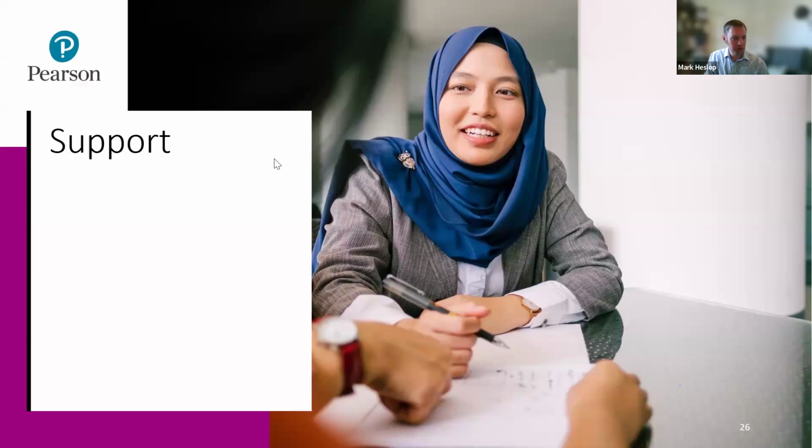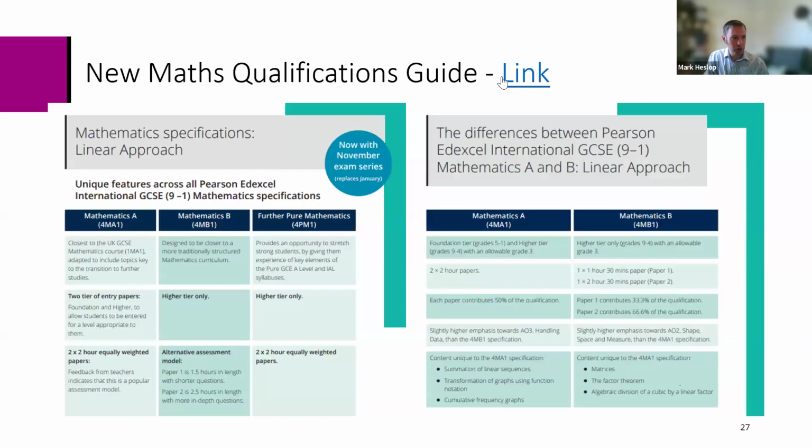Okay, so in terms of support, you have on our website a guide to all our maths qualifications. So the specification A and the modular version of it, specification B, which is often taken in India and Bangladesh as something more similar to their local qualifications, and the extension, the further pure maths 1 qualification.